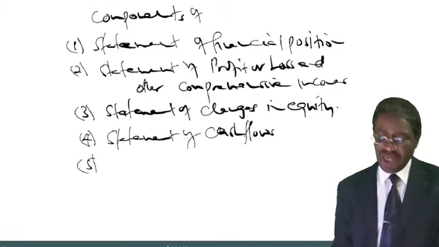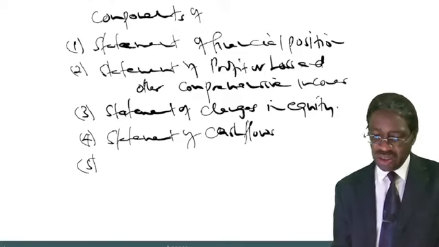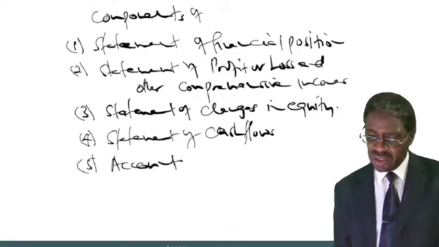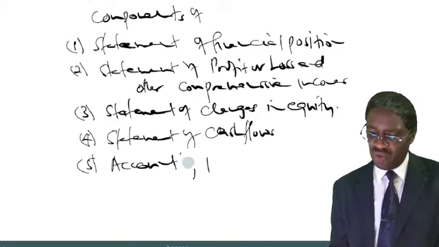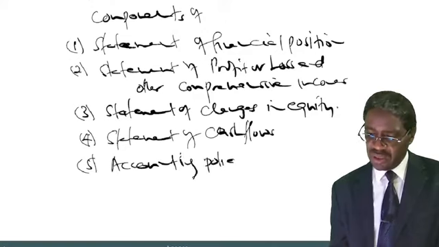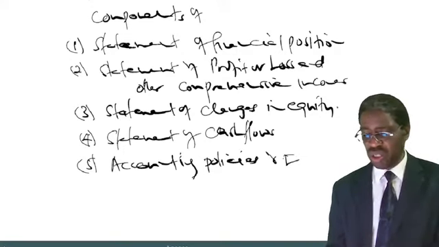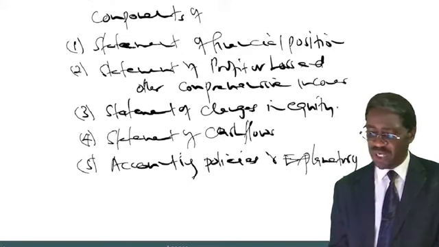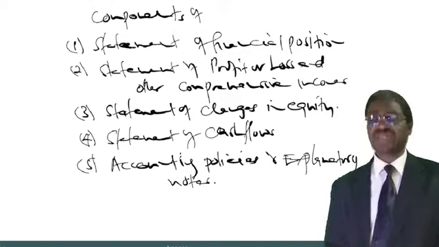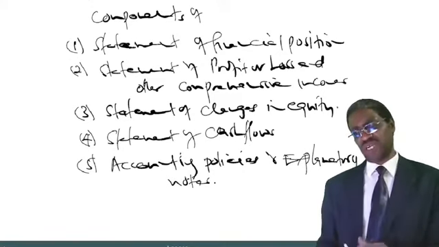Number 5, another component you should include is what we call accounting policies. You should tell the readers of your financial statements what are the accounting policies that you as a company have used. Accounting policies and what we call explanatory notes. Accounting policies and explanatory notes. That is it. So these are components of a complete set of financial statements.